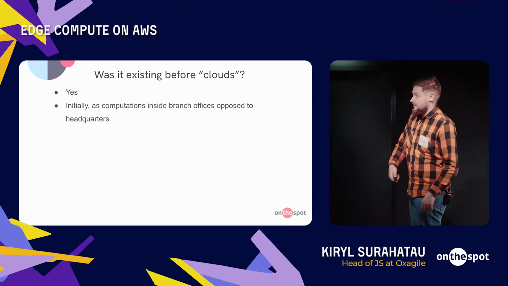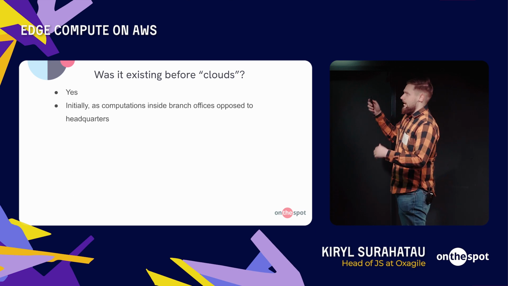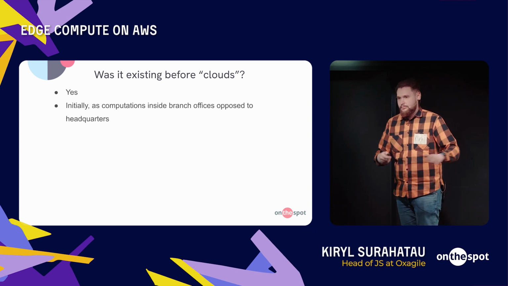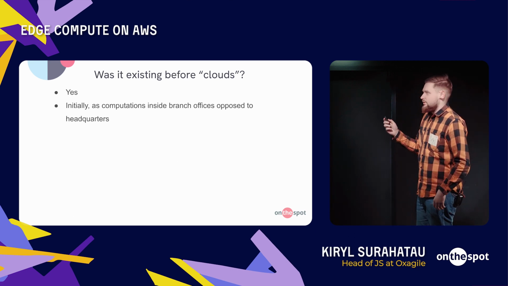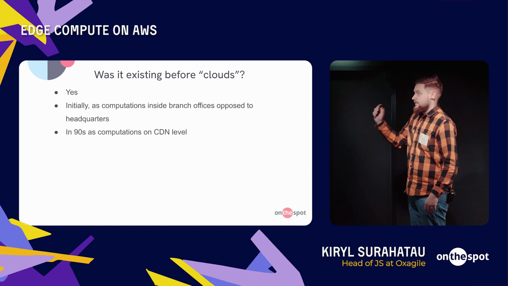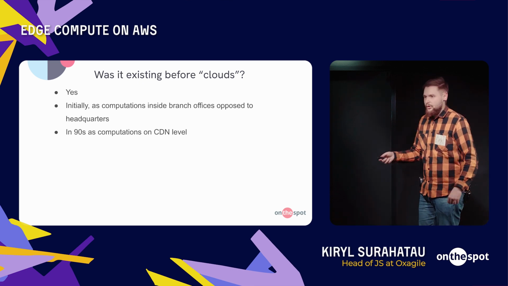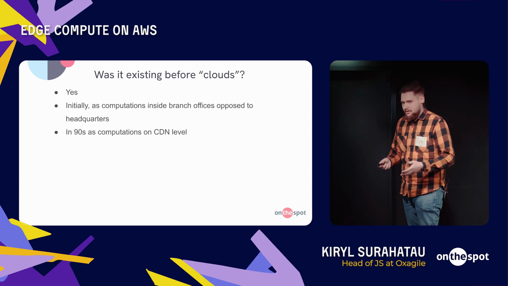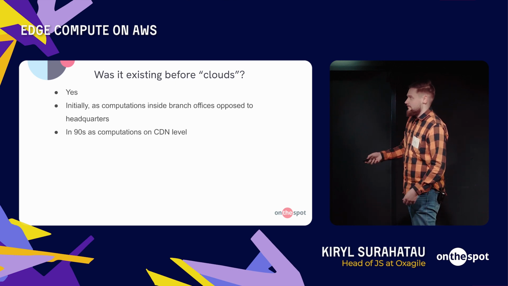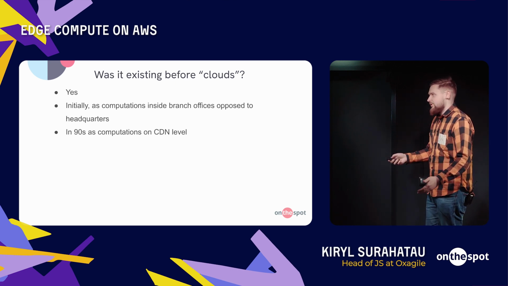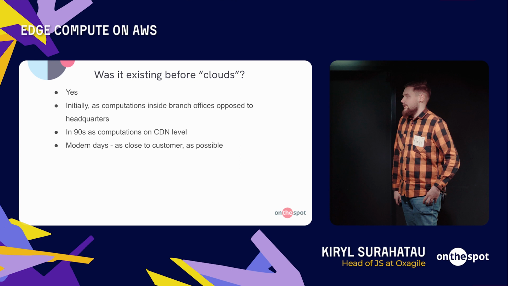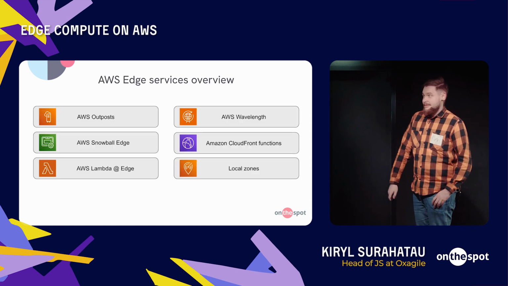The answer is yes. Initially, under edge computations, we meant computation at branch offices of huge companies, enterprises, as opposed to computations at the headquarters. So it was like the early 90s. Then we had the first CDNs. And in CDNs, when you're caching something, theoretically you run some cache server, so you are making computations by running the server, and then edge compute became computation on CDN. And in the modern world, it's about moving computation as close to the customer as possible.